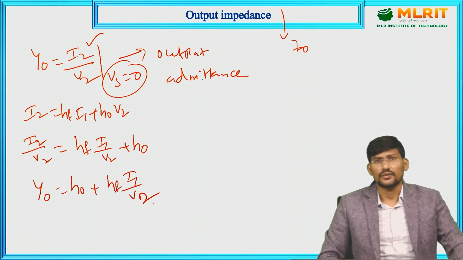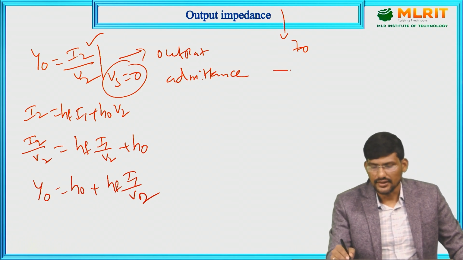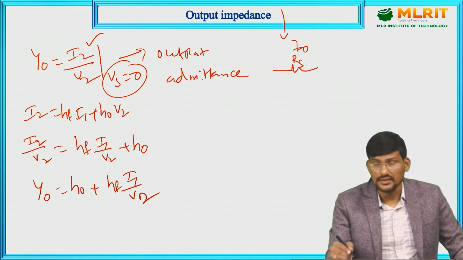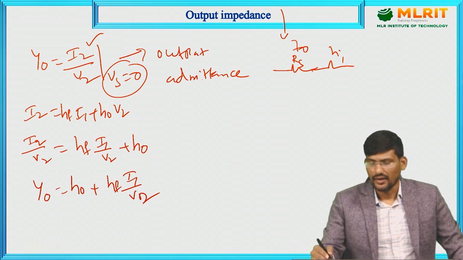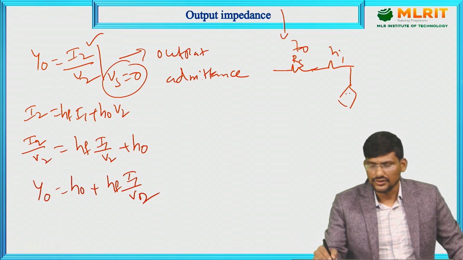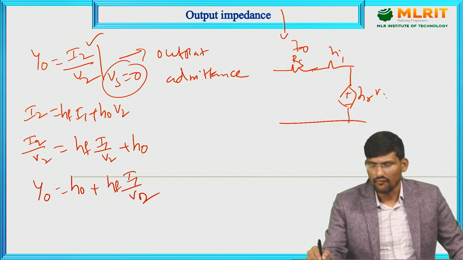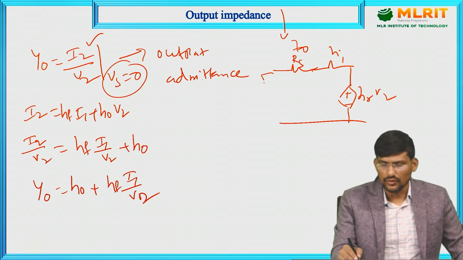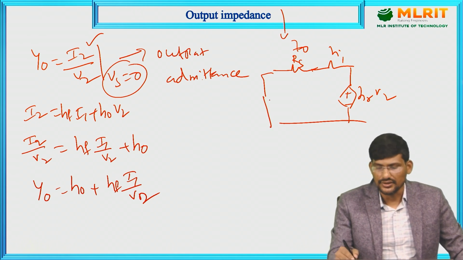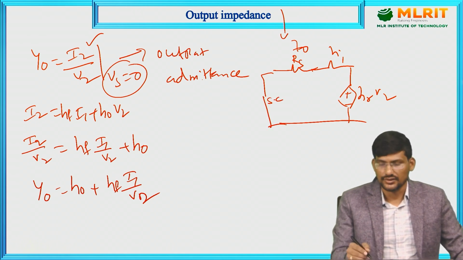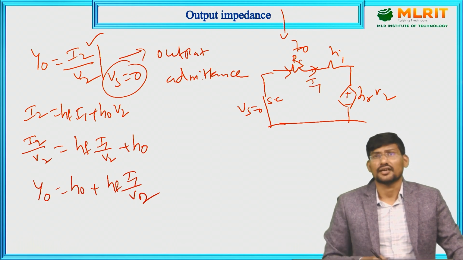For that we need to take the circuit. So what is the circuit here? The input side circuit is Rs, and input impedance is Hi, and the input side dependent source we have HR into V2, and we will take Vs is equal to 0. Vs voltage equal to 0 means the logical representation is short circuit. Vs is equal to 0, and already we considered the current I1.